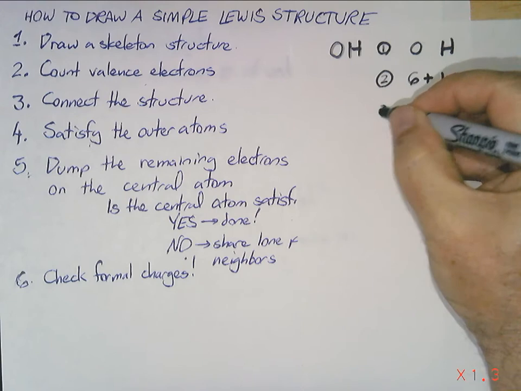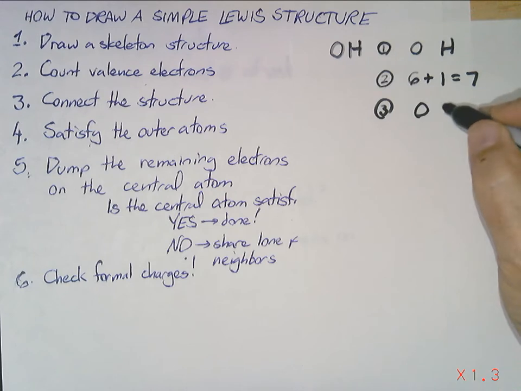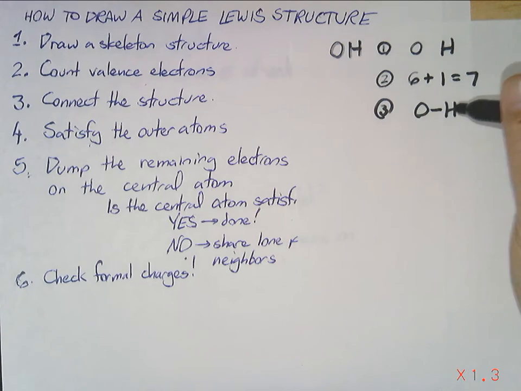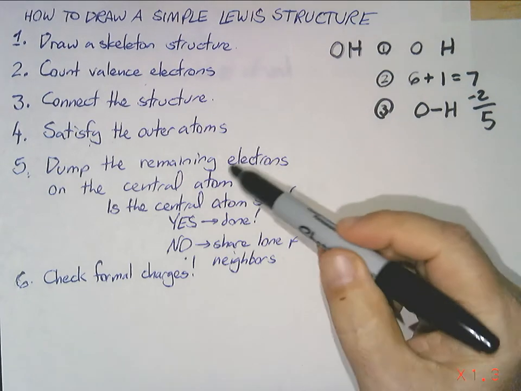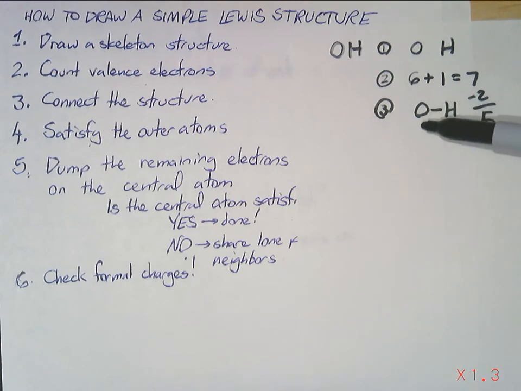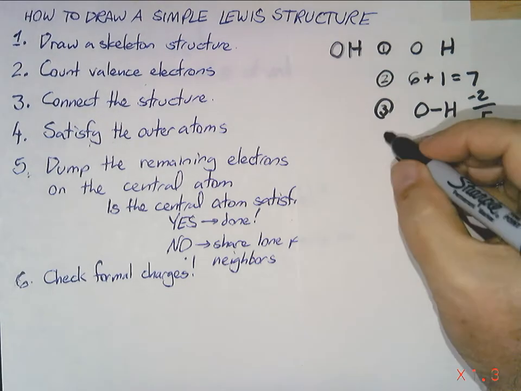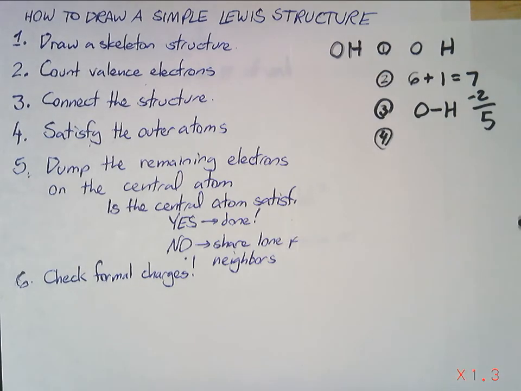Step 3, connect the structure. So let's do that. I've got my OH skeleton structure, and I'm going to connect it by drawing a line between the central atom and the outside atom. What that's going to do is take away 2 electrons, and I've got 5 electrons left at this stage. Then I'm going to try to satisfy the outside atoms. Remember, we were calling the oxygen the inside atom and the hydrogen the outside atom. The hydrogen is already satisfied, so there's nothing really that we need to do for step 4.